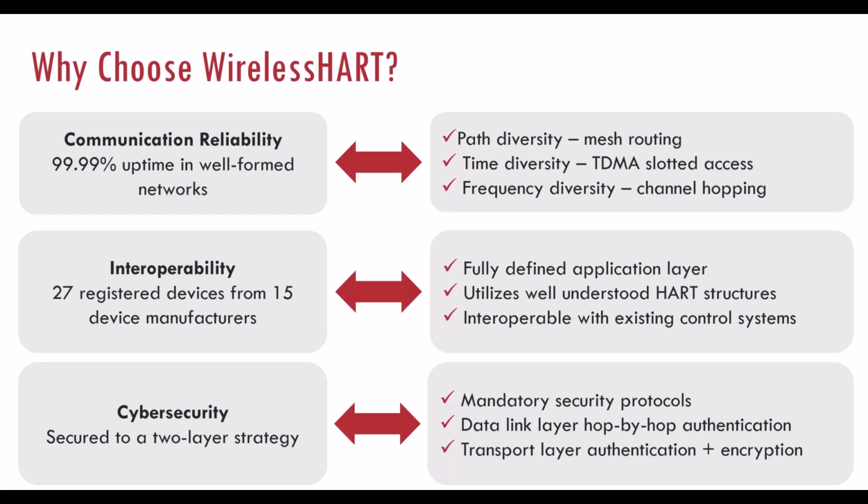At the bottom of the OSI stack, we have data link layer hop-by-hop authentication, which terminates in the gateway, and then also transport layer authentication and encryption. I'm sorry, the data link layer hop-by-hop authentication terminates in the access point, and the transport layer authentication is an end-to-end security relationship between the field instrument and the gateway, and that terminates in the gateway.